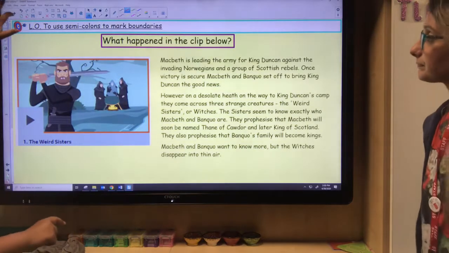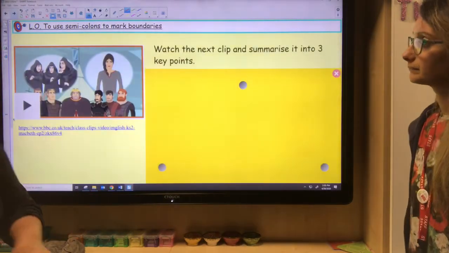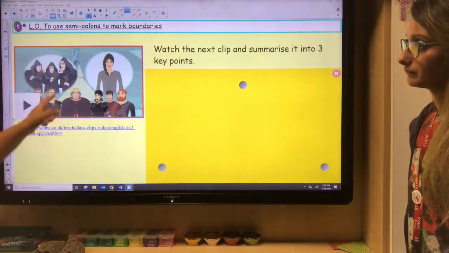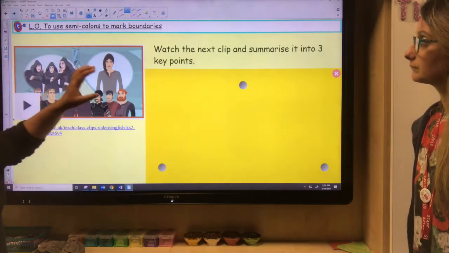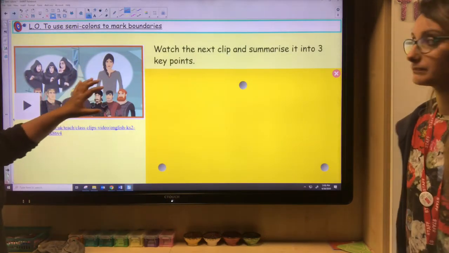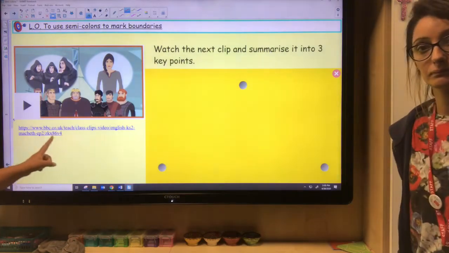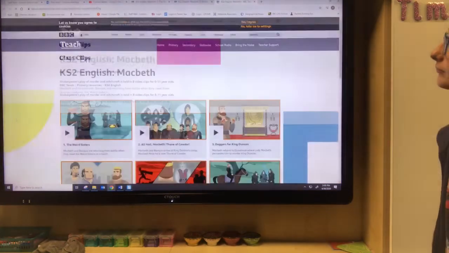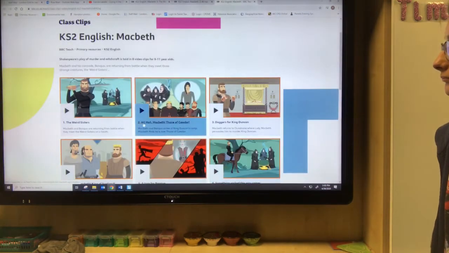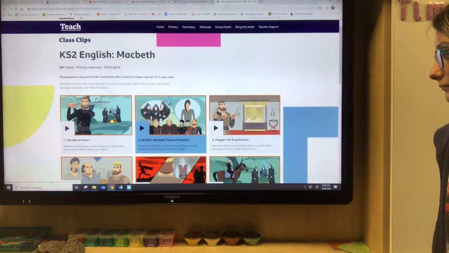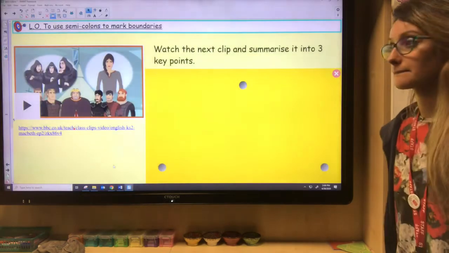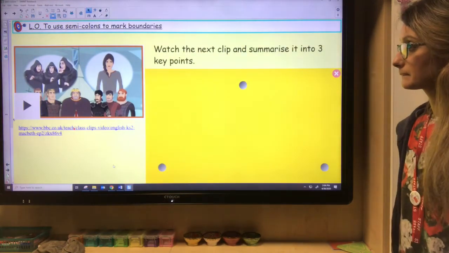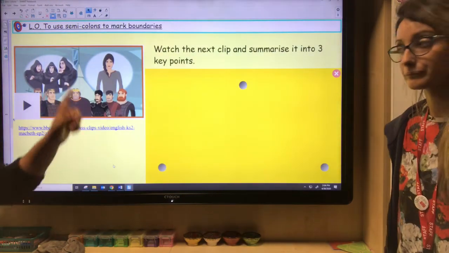Right. So what I would like you to do now is pause the video and watch this particular clip. So it's the next clip in the series of animation. You can just click on this link here and then it will bring you to the actual page. So this is a page that will come up. You need to click on the second one, All Hail Macbeth, Thane of Cawdor. Watch this and then continue watching the video. So pause the video here and have a watch of this video. It's about 4 to 5 minutes long. And then we'll summarise the events.